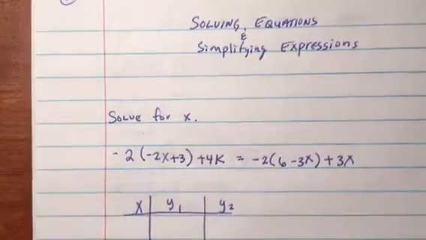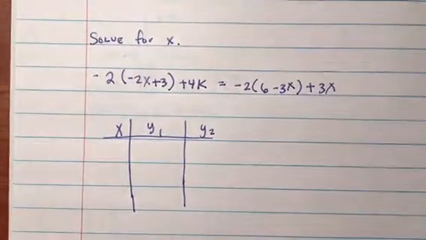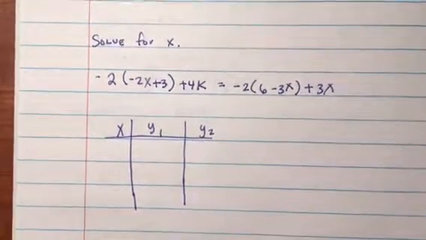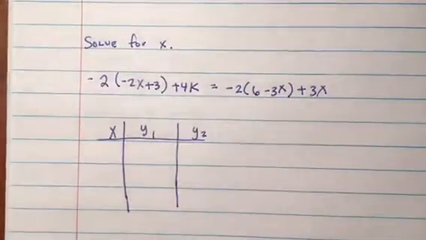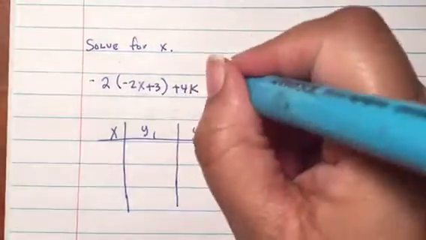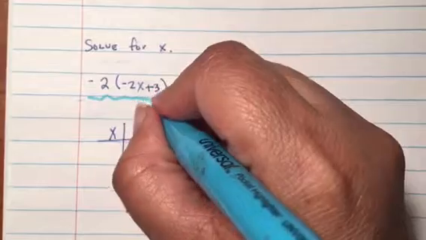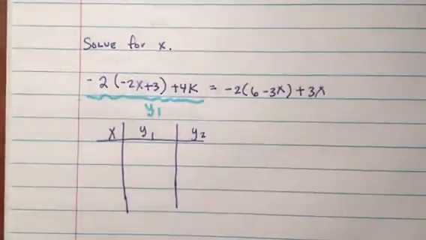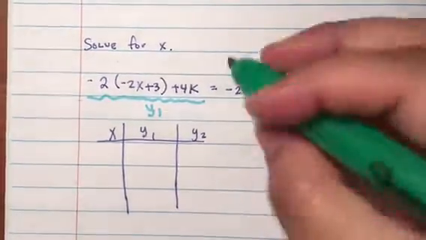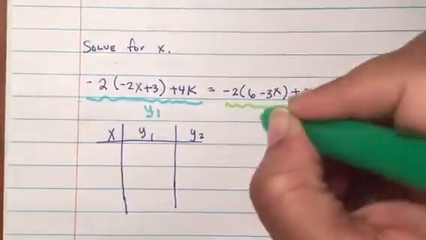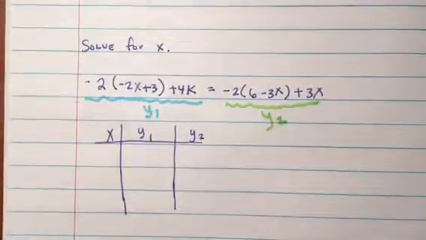Alright, so the first example that we're going to talk about is solving for x. What I'm going to do is put this section, so this equal sign right here divides this. So all of this will go into y1, and all of the right side will go into y2. Okay, so let me show you how this should be done.